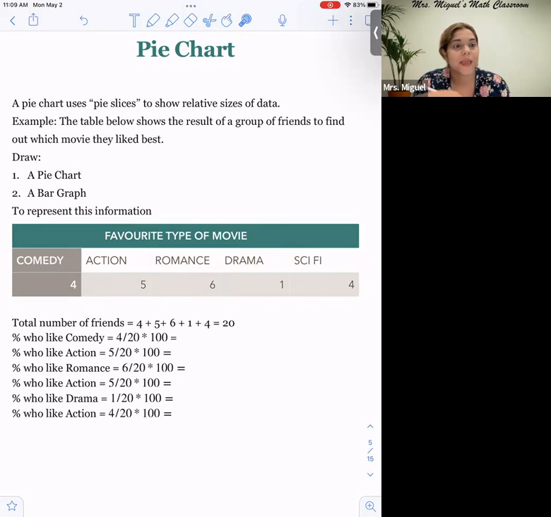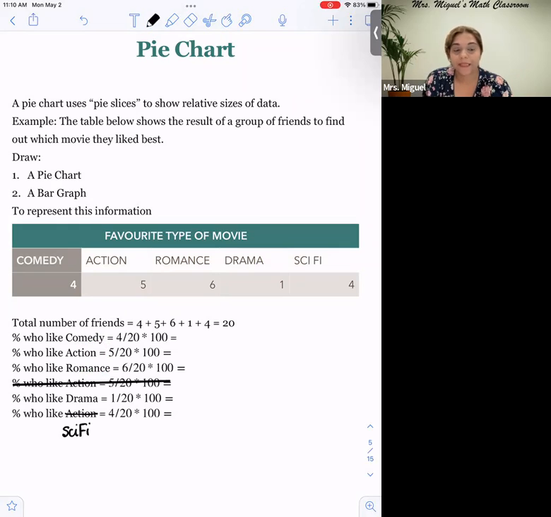So sometimes we are expected to work out percentages. So I want you to work out the percentages of students who like comedy, action, romance, drama, and sci-fi. So something wrong here. 4, 5, 6. Right? This is supposed to be drama is 1. So take out this line here. And this is supposed to be sci-fi. So there's a typo there.